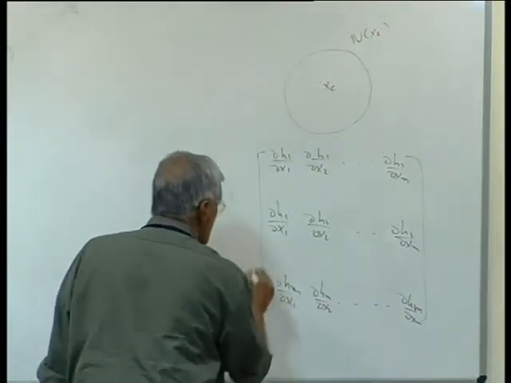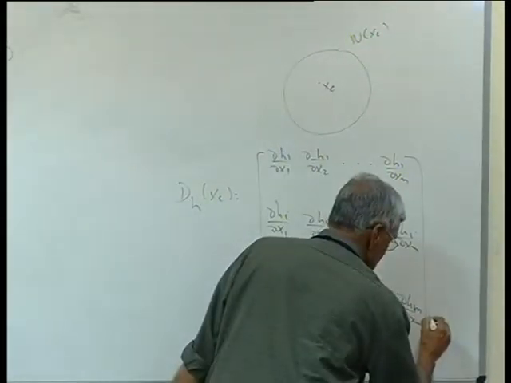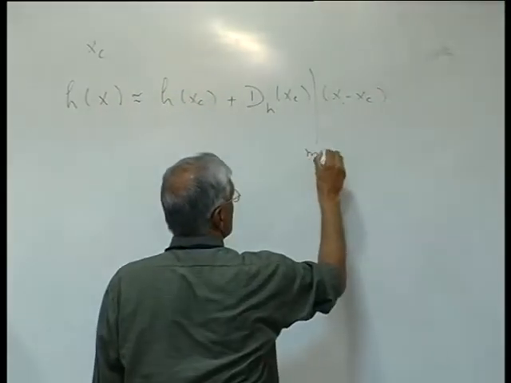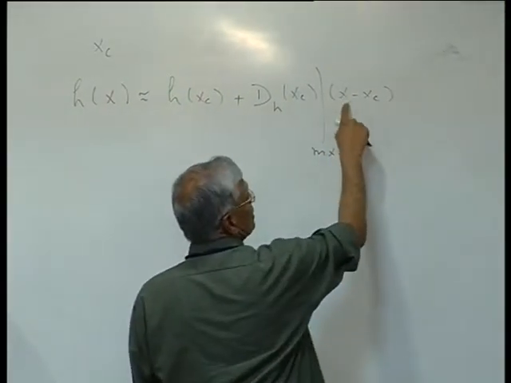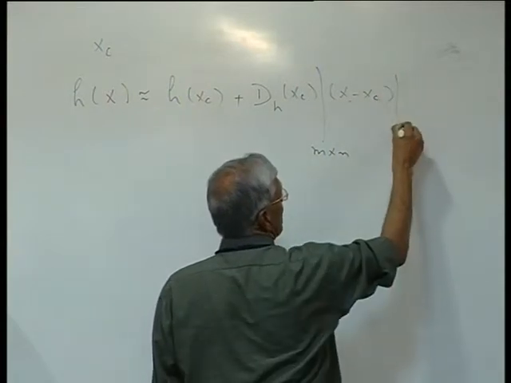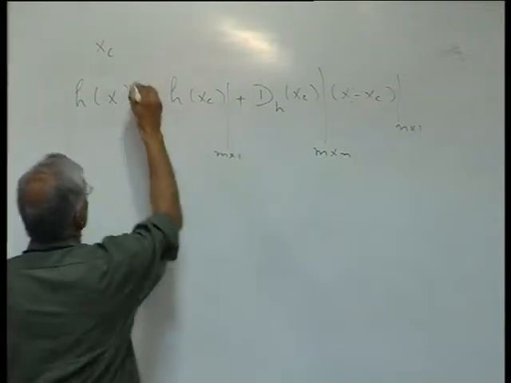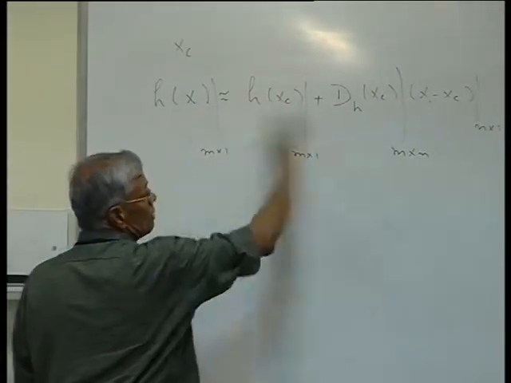There are m rows and n columns. This is an m by n matrix. x is an n vector. This is m by 1, so this is an m vector. So everything is good.